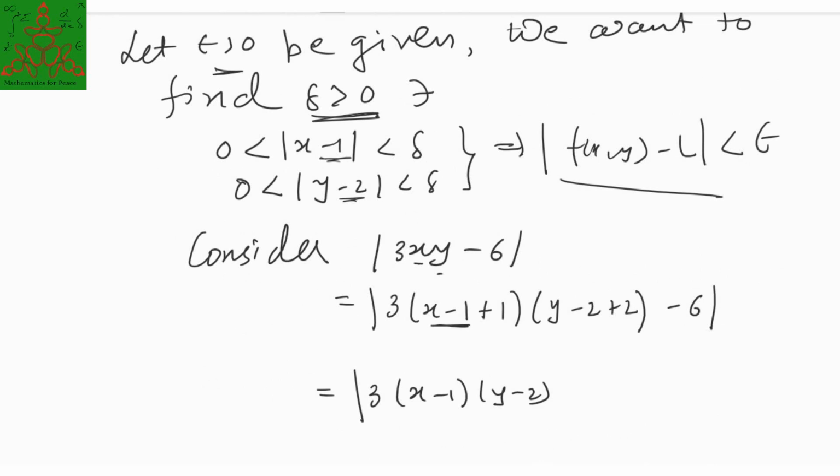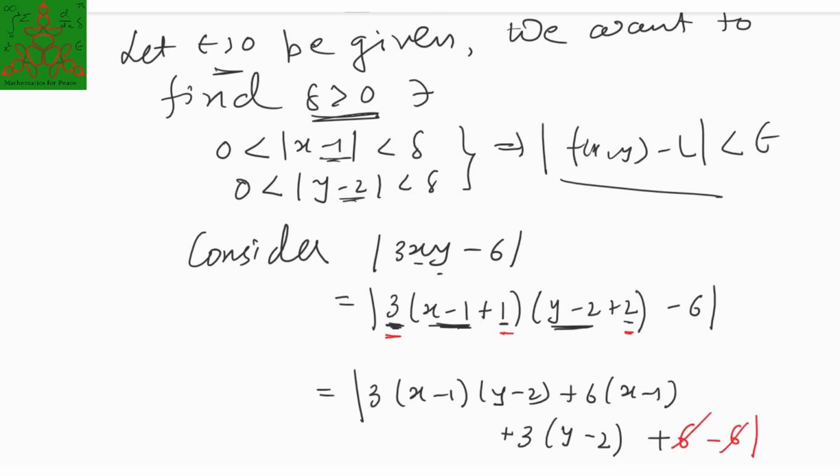Now if you multiply these two brackets with x minus 1 and y minus 2, this x minus 1 is multiplied to y minus 2, x minus 1 will multiply to 2, and this 3 is also there, so it will be 6 times x minus 1. This 1 is multiplied to y minus 2 with the multiplication by 3, so it is 3 times y minus 2, and then you will have plus 6 because this 3 is multiplied to 1 and then to 2, so that's why it is 6 and minus 6, and this 6 and minus 6 will cancel out.